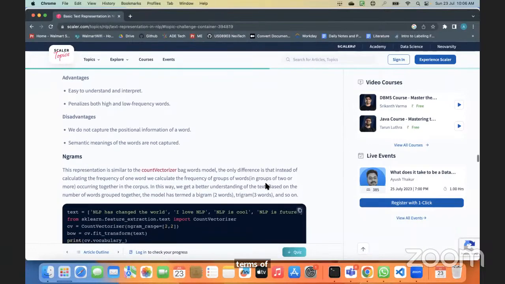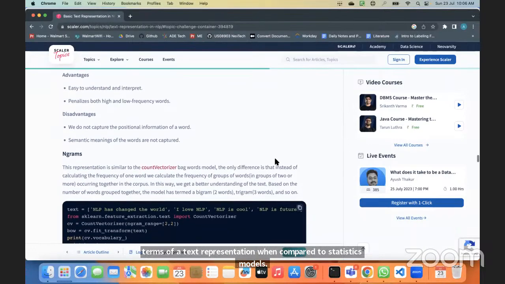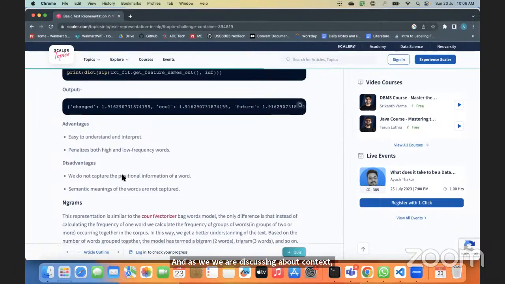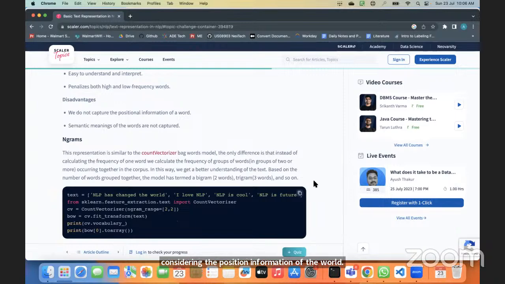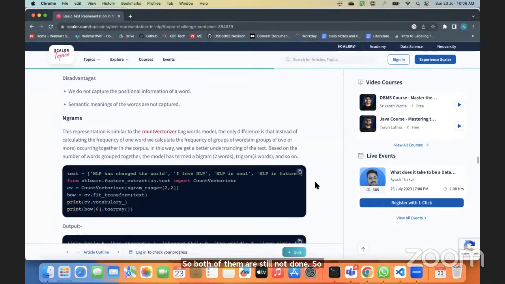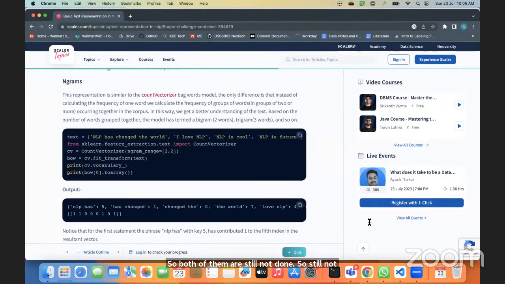And as we are discussing context, one more disadvantage of this is that it's again not considering the semantic meaning, and it's not considering the positional information of the word. So both of them are still not done. Both of the questions are still not solved.